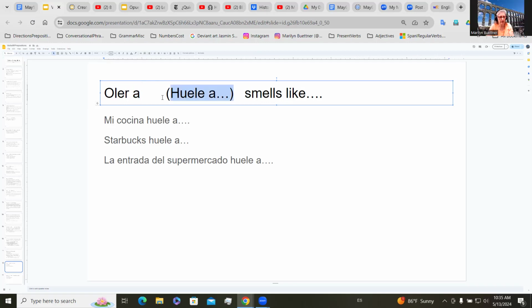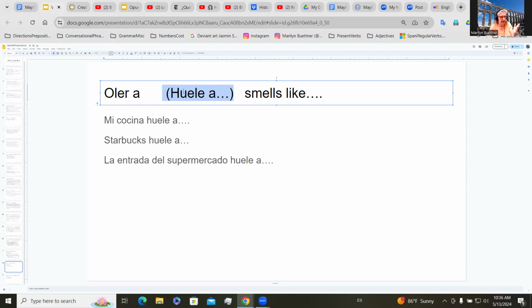Oler, generally, when you use this verb, you're going to say something smells like, right? This smells like blah, blah, blah, whether that's a good or a bad smell. Immaterial, whether it's a good smell or a bad smell. But the form you're going to say it smells is this one word, huele. And notice, oler, O-L-E-R, changes into H-U-E-L-E. That is weird, right? Okay.